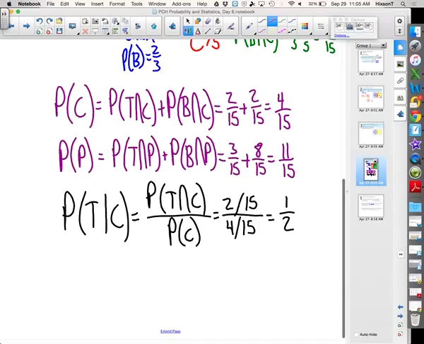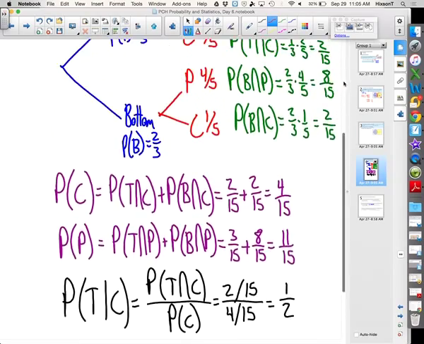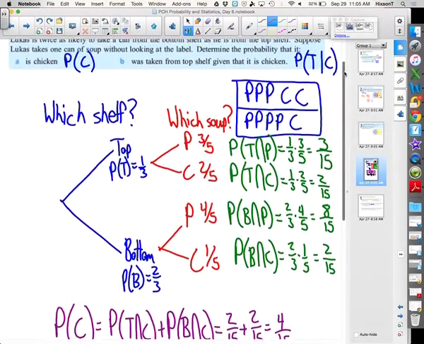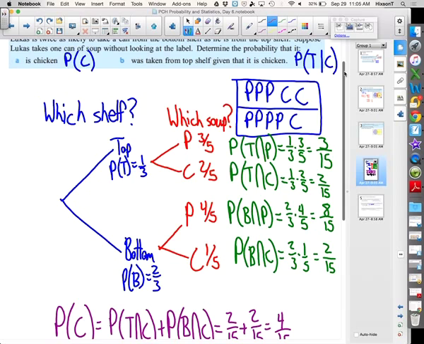You were twice as likely to pick the bottom shelf over the top, but once you got to the shelves, the chicken was twice as likely to be on the top shelf as it was on the bottom. So it kind of evens it out. Twice as likely and half as likely, you have an even chance, 1 out of 2, that it came from the top shelf or the bottom shelf.